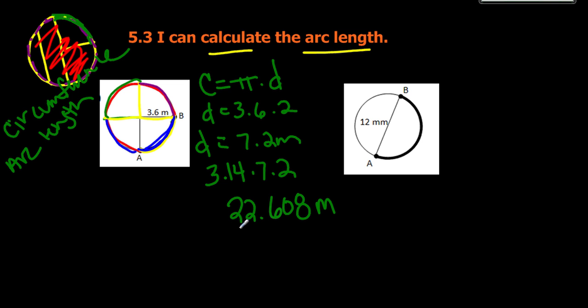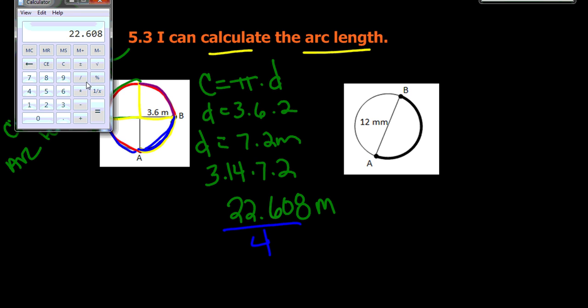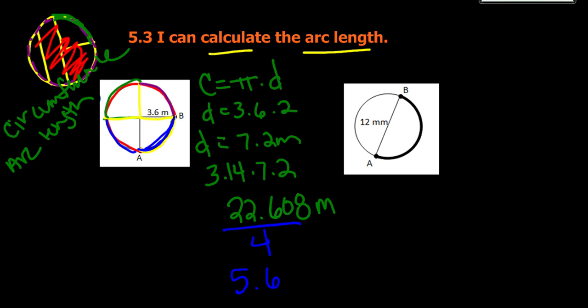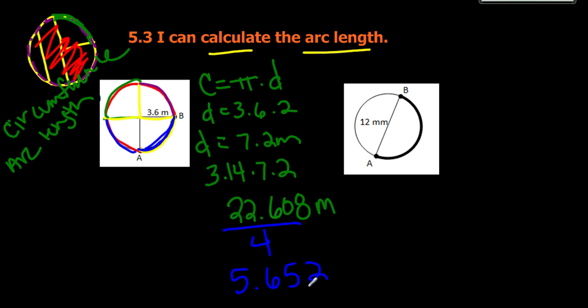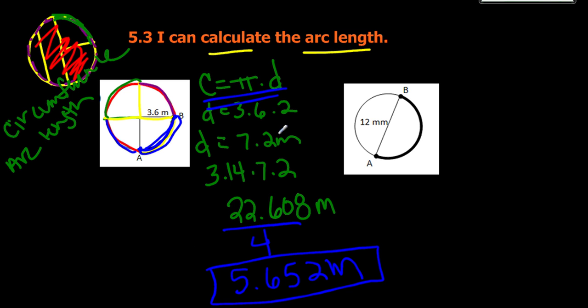So I'm going to take my total circumference and divide it by 4, into my 4 equal pieces. So I can just go ahead, it's already in there, divide by 4, and that's going to give me my arc length as 5.652, or 5 and 652 thousandths of a meter. That's my arc length from A to B. Not too bad. You guys already know how to do circumference. So we just have to take a piece of it. Not too hard. Arc length.